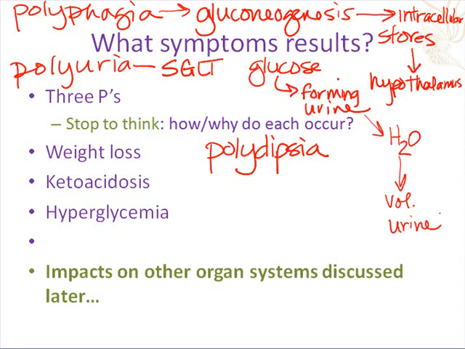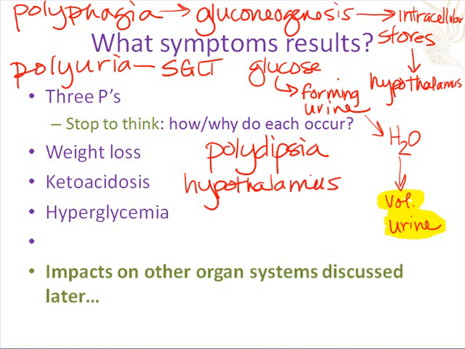What about polydipsia? Polydipsia, you'll remember, is a sensation of increased thirst. Well, this should make sense. If I'm losing lots of water in the urine because the urine has such a high osmolality due to all this glucose present, well, that's going to stimulate the thirst centers in the hypothalamus, and that's going to stimulate the desire to drink more fluids to try to replenish that which is being lost in the forming urine.